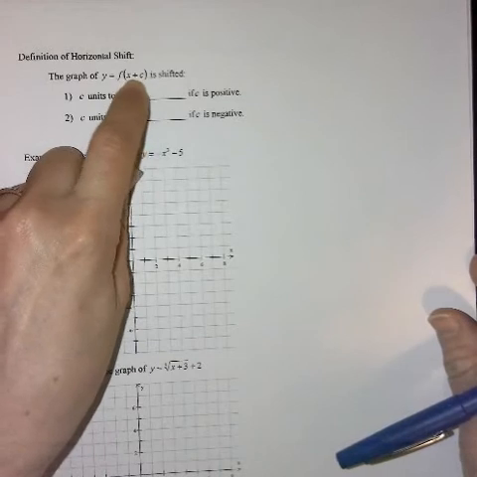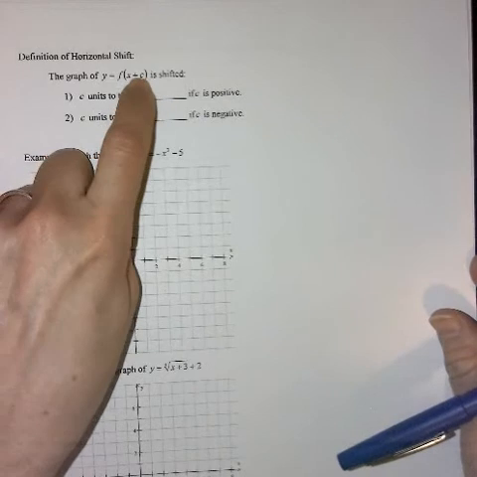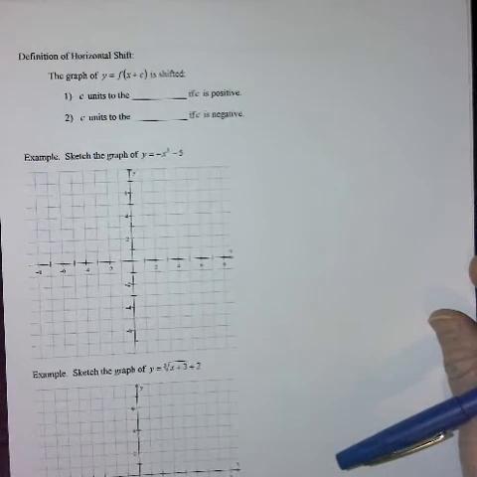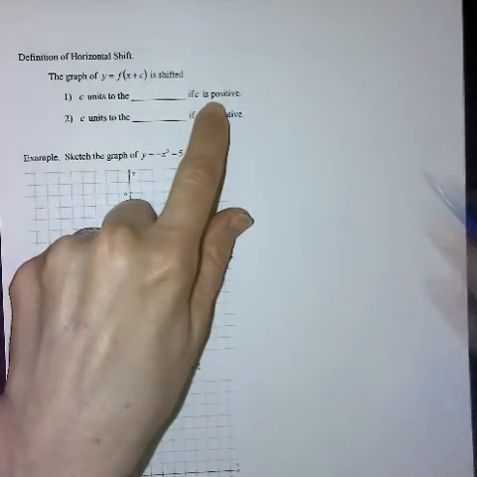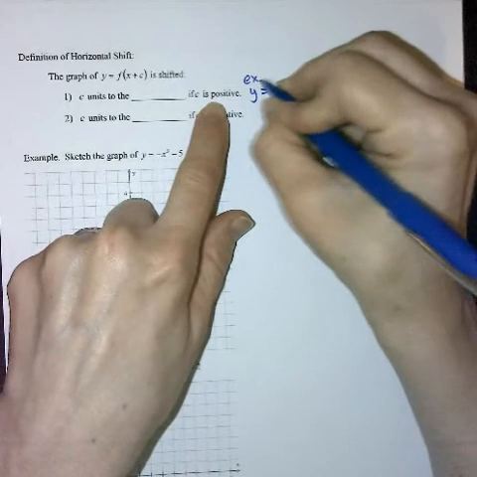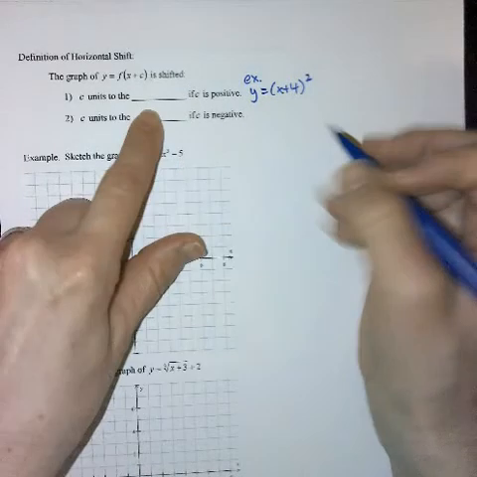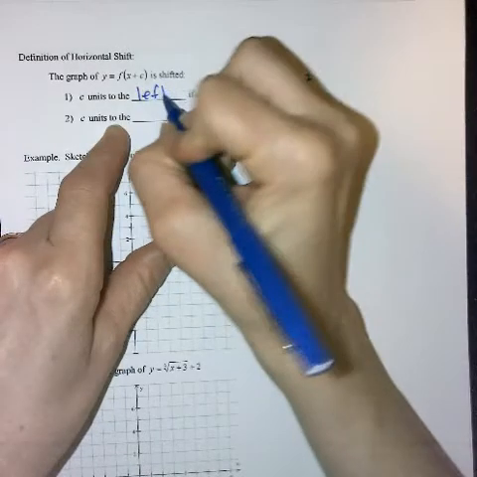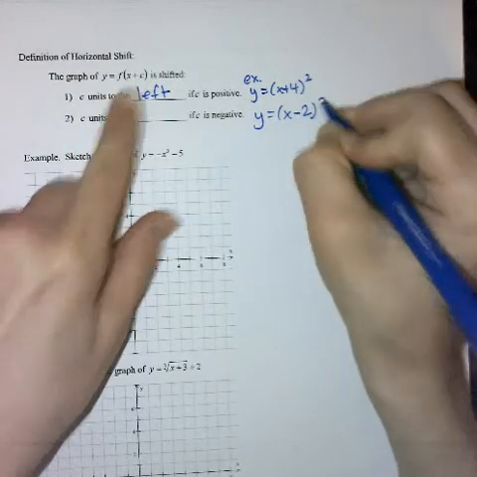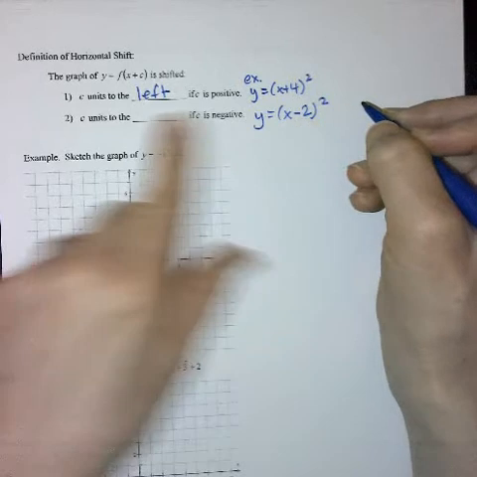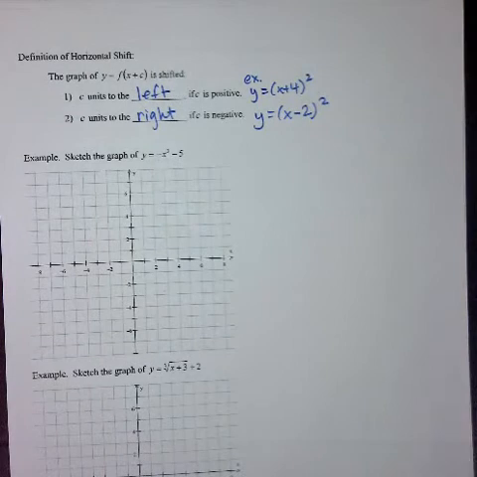Now, just like before, this number in here can be positive or negative. So if it's positive, like in the example we did, x plus 4 squared, then it's going to move it to the left. And in the case where this is a negative, so you're subtracting a number, then you're going to move to the right. So it does the opposite of what your instincts might initially tell you.